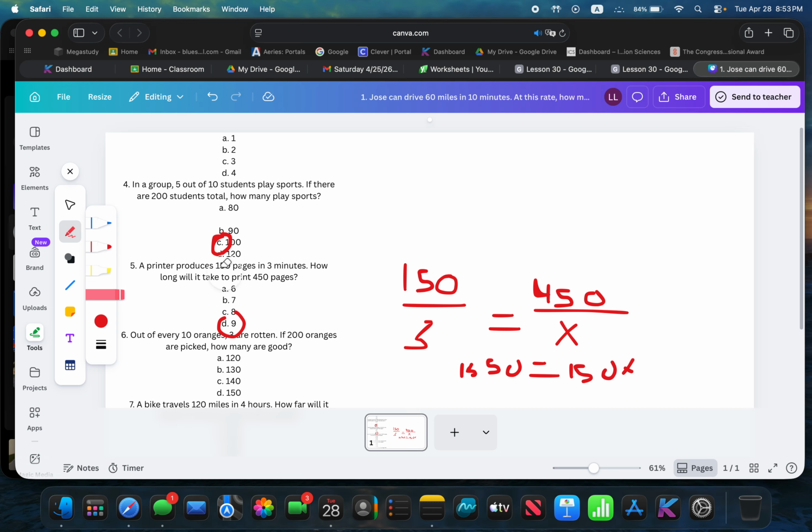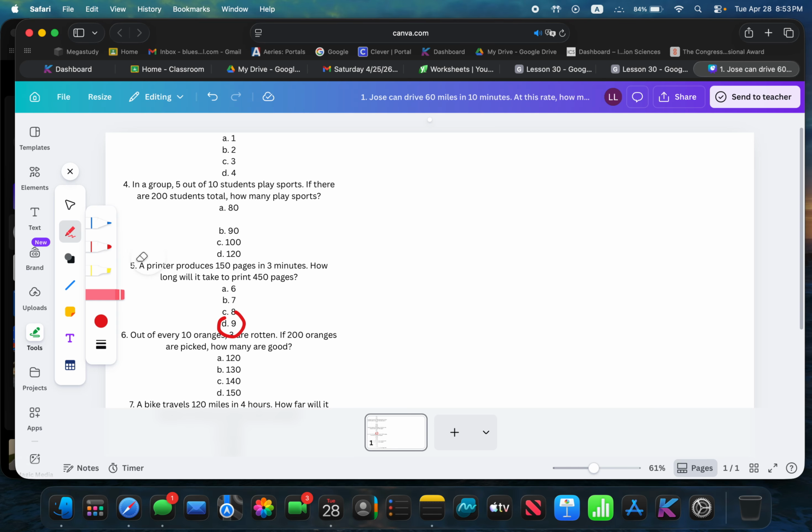Out of every 10 oranges, 3 are rotten. So that's 30%, sorry. If 200 oranges are picked, how many are good? This is the ratio: 3 are rotten out of 10. Then 200 is x. How do you get 10 to 200? Well, you multiply by 20, of course. Whatever you do to the top, you always have to do to the bottom, or vice versa. 3 times 20 is 60, sorry. So 60 are rotten, and they're asking for how many are good. So what's 200 minus 60? That's 140, C.